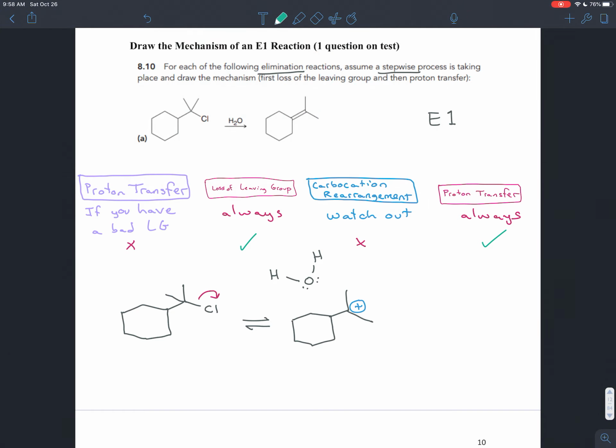Remember, the alpha carbon is the carbon that had the leaving group attached to it. Each carbon that's next to that alpha carbon is a beta carbon. So we really have 3 beta carbons here. And the hydrogens on the beta carbons are beta hydrogens. Now the base is just going to take one of them off in this example, and so to know which one it's going to take off, look at the product.